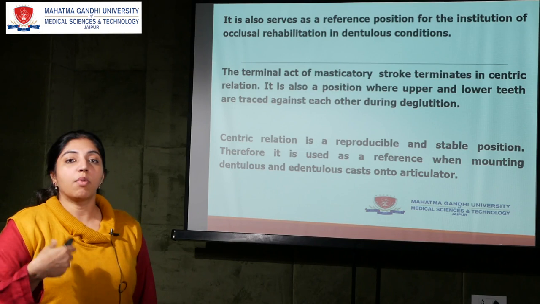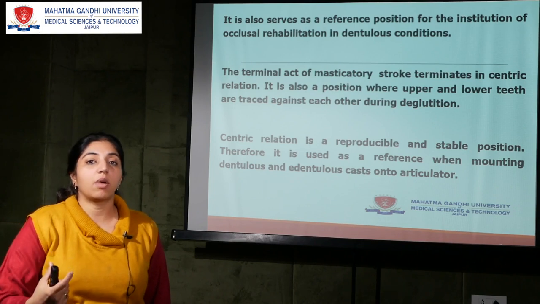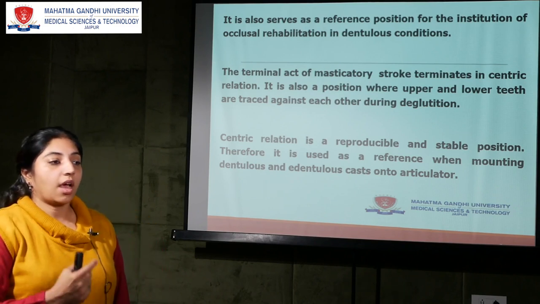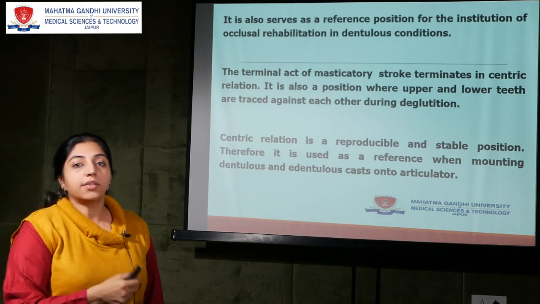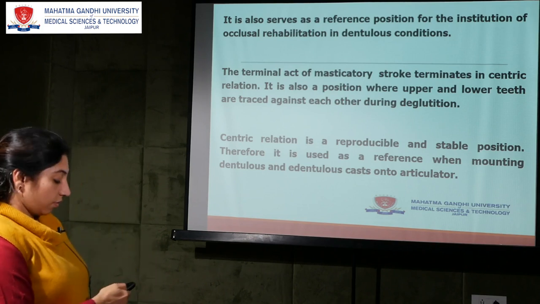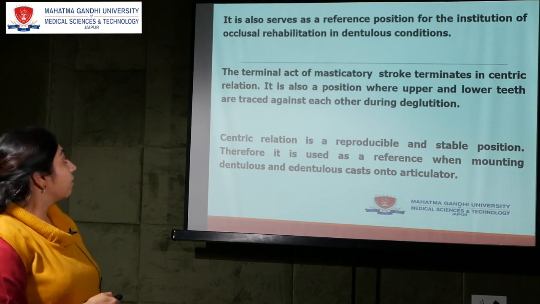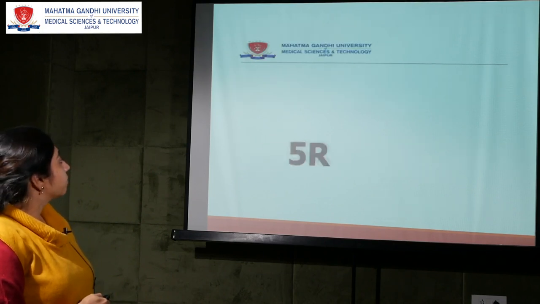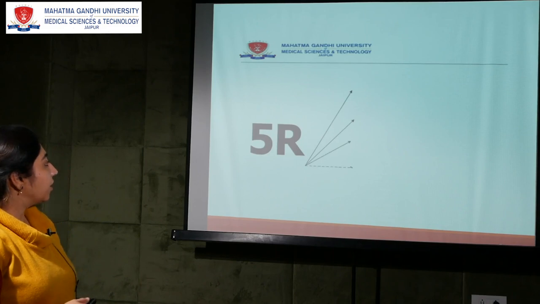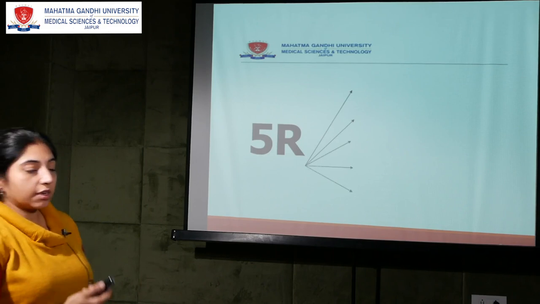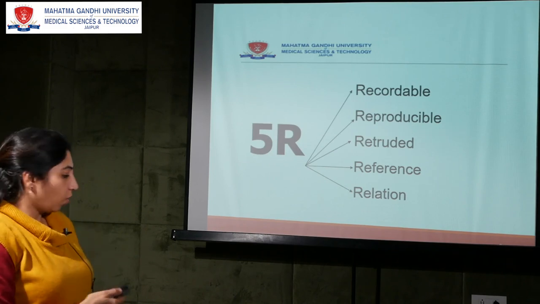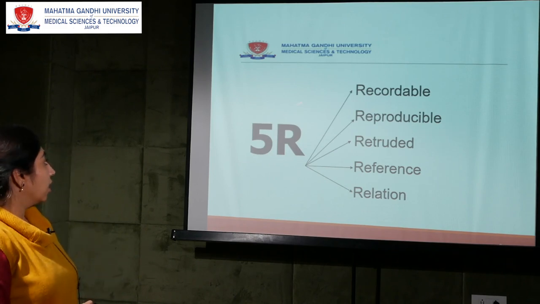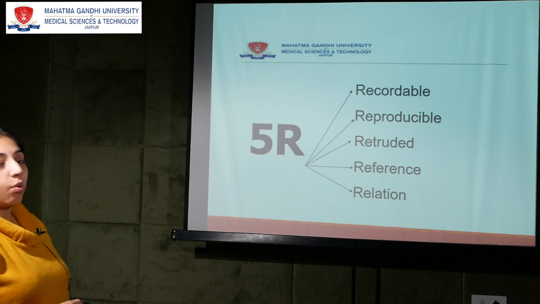So when I say we mount the cast, in which relation have we mounted the cast? We have mounted the cast firstly at the correct vertical dimension, and then in the centric relation, for the purpose of developing the occlusion. So logically speaking, if you hear what I said previously, all these 5 points were spoken in some form or the other, and we call that the 5 R's.